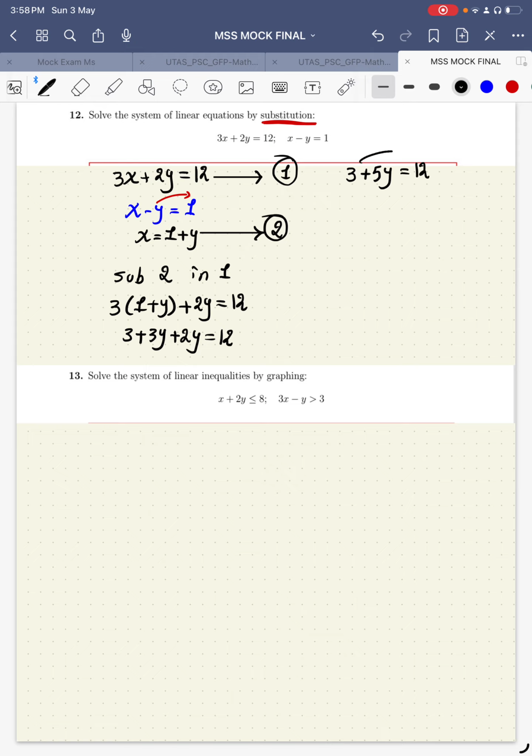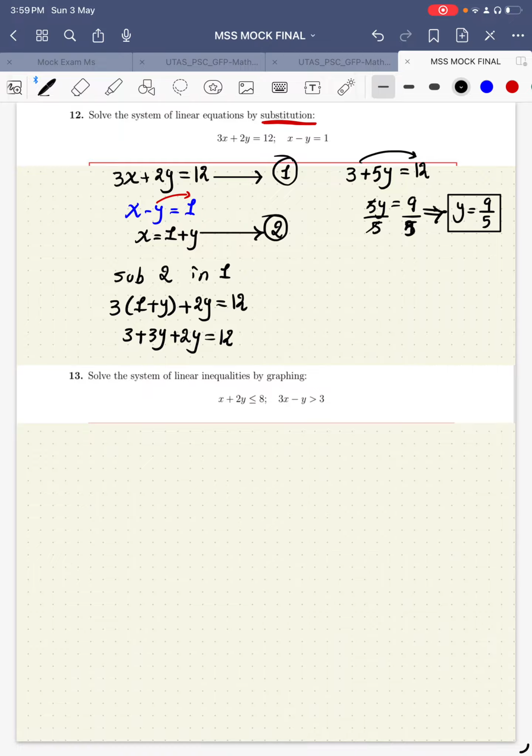Now I can take 3 to the other side, which gives me 5y equals 9, because the 3 goes over as minus. 12 minus 3 is 9. Divide both sides by 5. So the 5 here cancels with that 5. y equals 9 over 5. So that's my y.